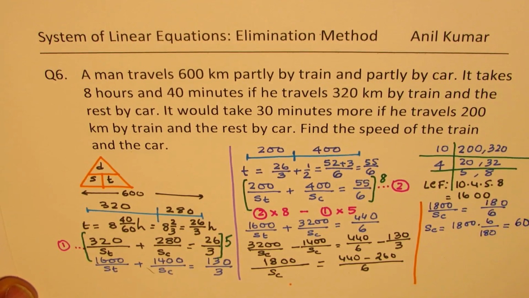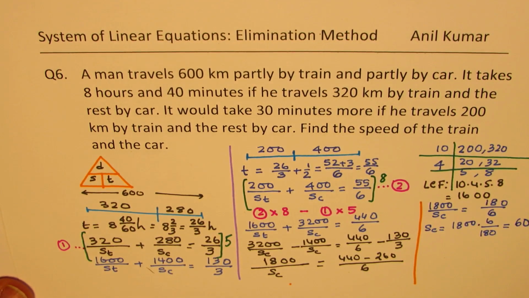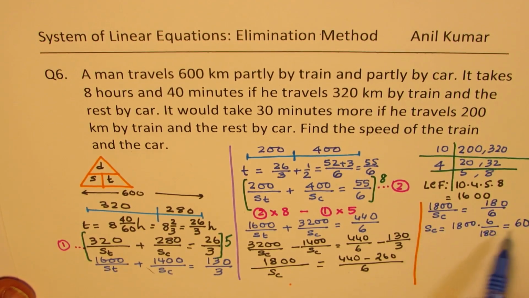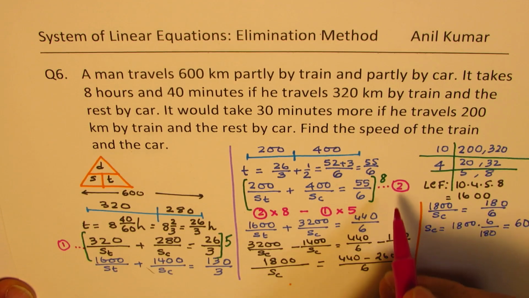So the values are taken for easy calculations. Calculator may not be allowed for this question sometimes. So we get a speed of car as 60, right? Now, let's figure out what is the speed of train. Now, we can substitute this value of 60 in one of our equations. So we can sub this in equation 2, right?